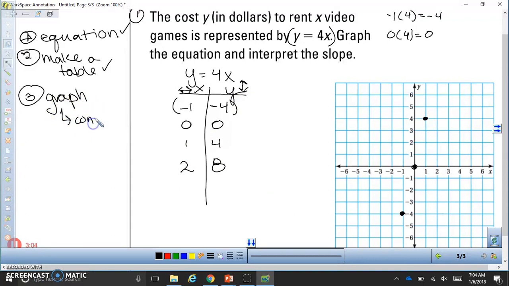Now, the last thing that we have to do is connect the dots with arrows. What I mean by that is there needs to be arrows on the end of your line. This should be making lines, okay? We're making lines.